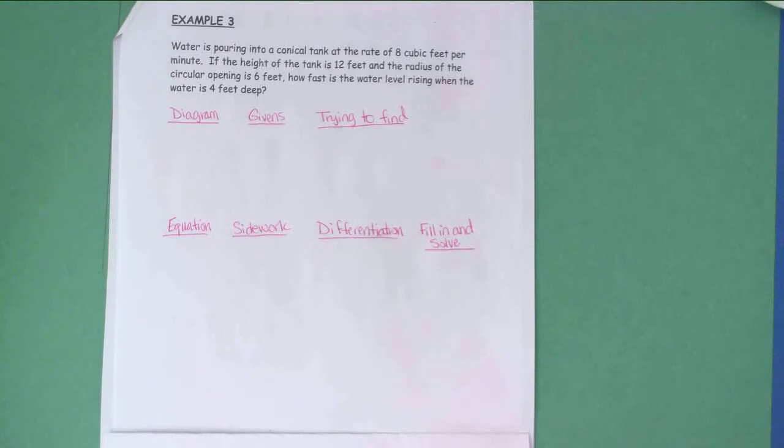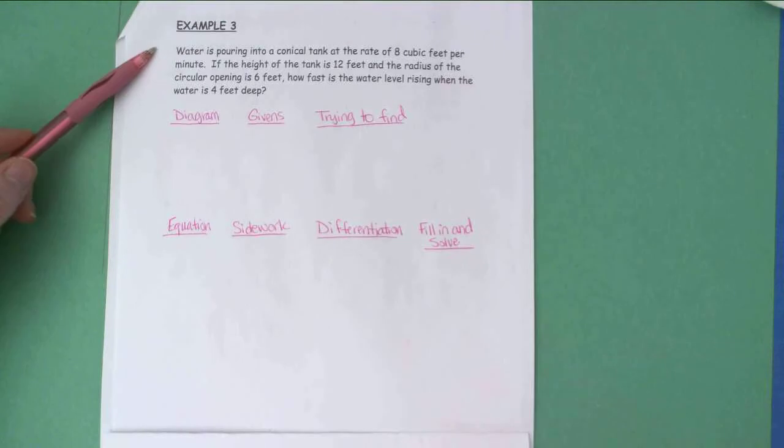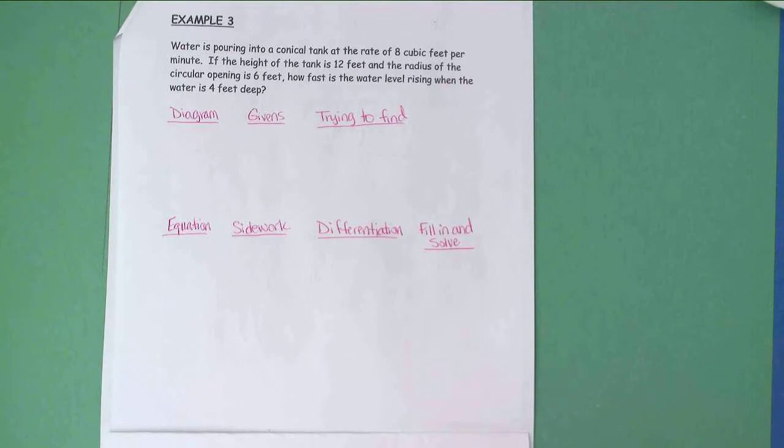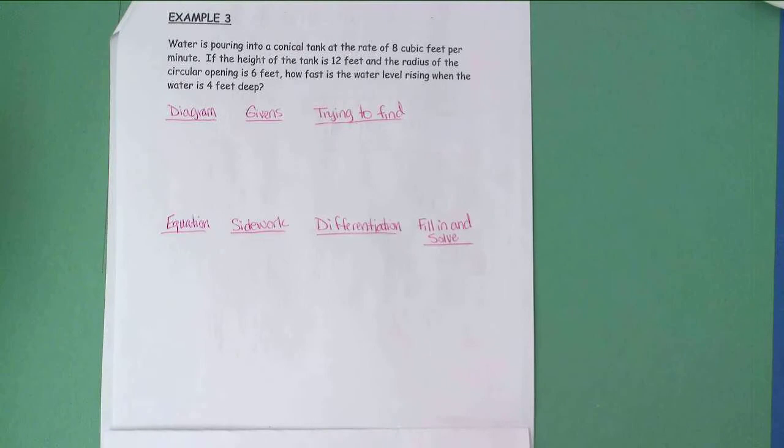Hi everyone, we're back for our final video on implicit differentiation. This is the final example, example 3. This one's going to be a little bit different from the first two. The first two dealt with right triangles and implicit differentiation. This one's going to deal with a cone, so it's going to be a little bit different. So let's go through it.